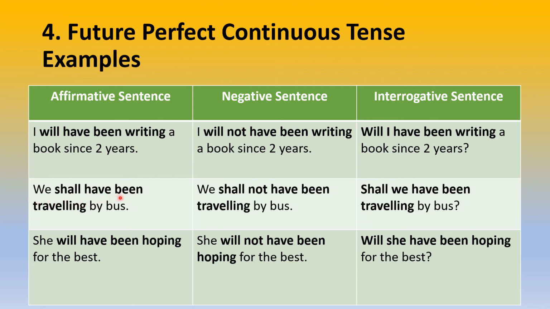We shall have been traveling by bus. I haven't used a time phrase in this sentence. That is also okay. We shall not have been traveling by bus. Shall we have been traveling by bus? She will have been hoping for the best. Similarly, the time phrase is not used in this sentence, which is also okay. She will not have been hoping for the best. Will she have been hoping for the best?